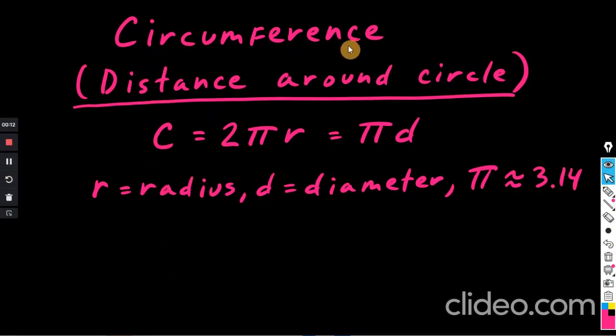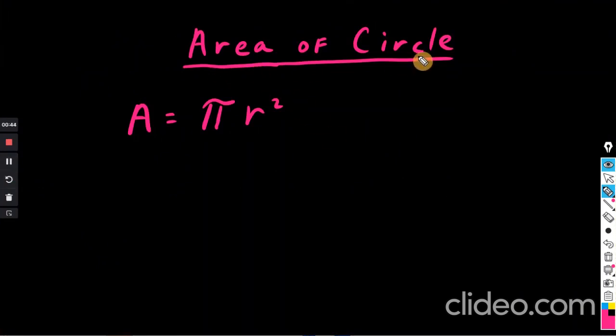The formula for circumference, which is the distance around the circle, the circumference C equals 2 times pi times r, or you can say pi times d. So r represents the radius, d represents the diameter, and pi is approximately 3.14. So right here are the two formulas for circumference. And the formula for the area of a circle, represented by the letter A, equals pi times r squared. So again, pi is 3.14 and r is just the radius.